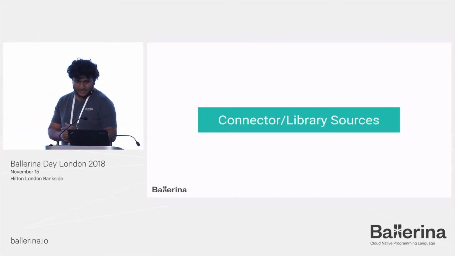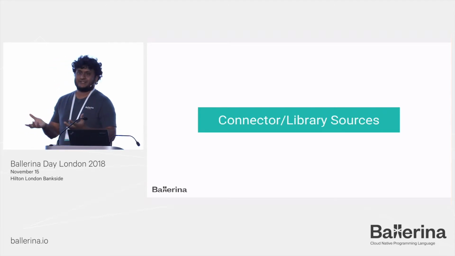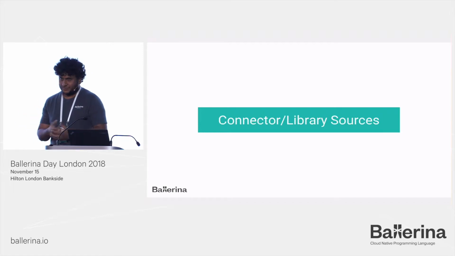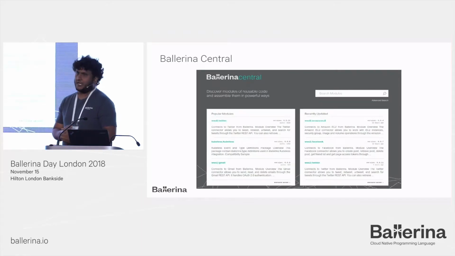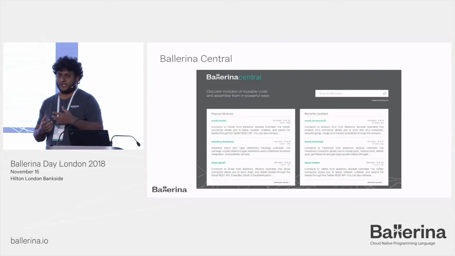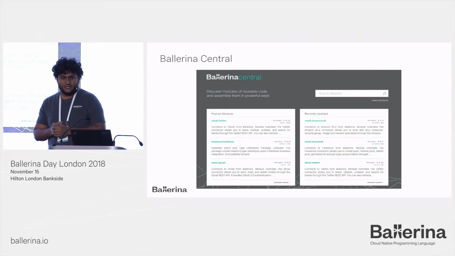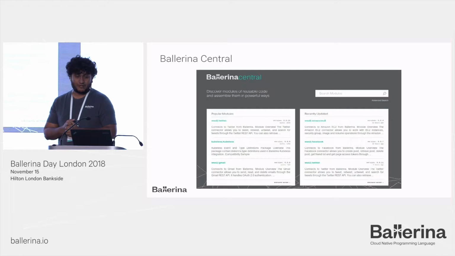So then let's look at, so I mentioned some of these integrations, connectors, and so on we have. Let's look at how we can get access to those. Some of them are inbuilt, and some of them we have to import, get from an external source and install them. The main way to do this is using Ballerina Central. It's a centralized repository that we host for Ballerina.